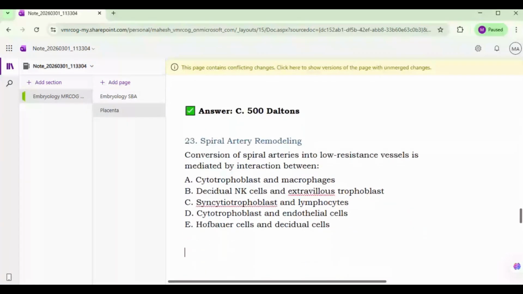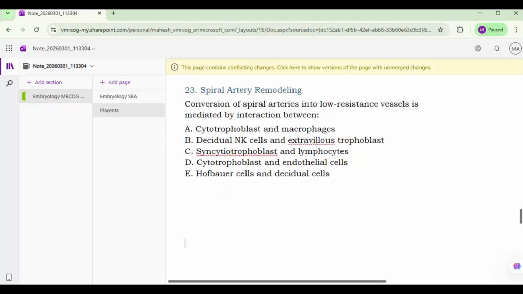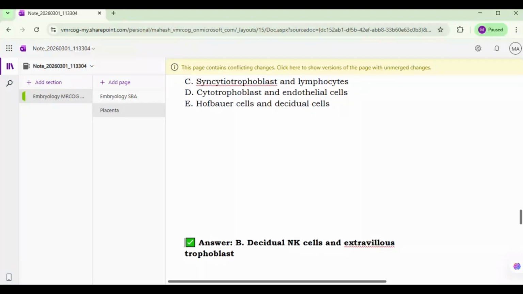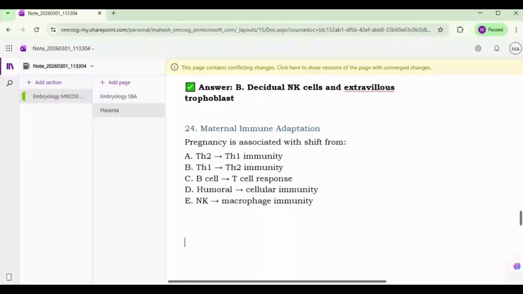Next. Spiral artery remodeling. Conversion of spiral arteries into low-resistance vessels is mediated by interaction between decidual natural killer cells and extravillous trophoblast, option B. That will lead to the remodeling. Next. Pregnancy is associated with a shift from TH1 to TH2, option B.